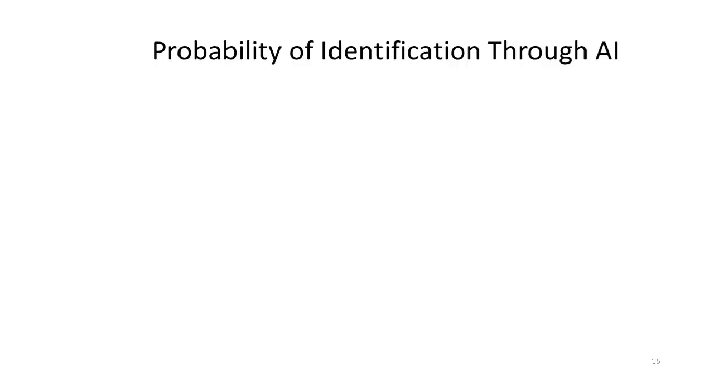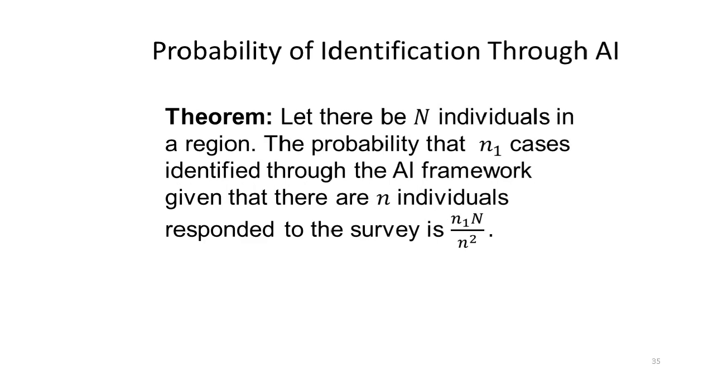One of the central ideas, the theoretical aspect of this particular paper, other than the practical implications, is that it can tell what is the probability that an individual who responds to a survey will be identified. So what is the probability that a given individual who responds to the survey is likely to be identified as having coronavirus? This is one of the key theoretical outcomes of this paper, other than the practical implications.